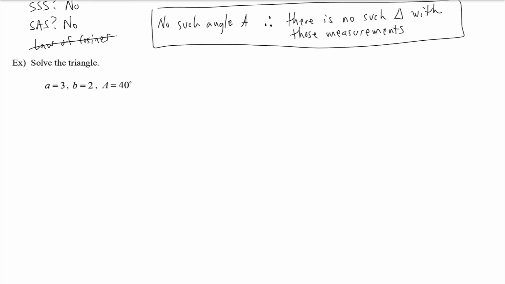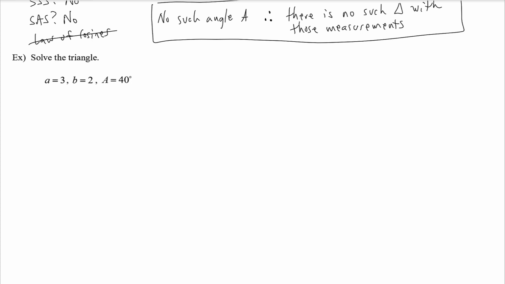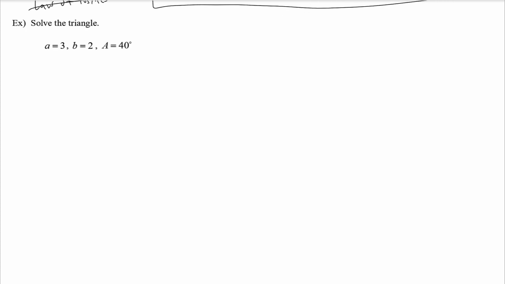Let's try this again with some different measurements. So now, here's another triangle. Again, not drawn to scale. So this is angle A, angle B, angle C. Side A is 3, side B is 2, angle A is 40 degrees. So side, side, side, no. Side, angle, side, nope. So I got to use the law of sines again.